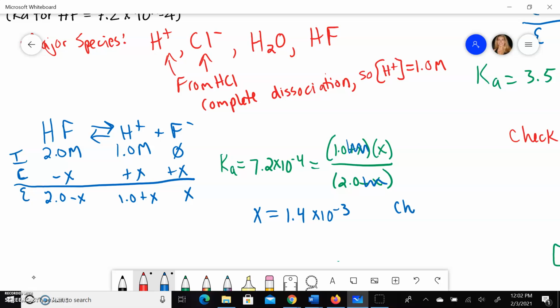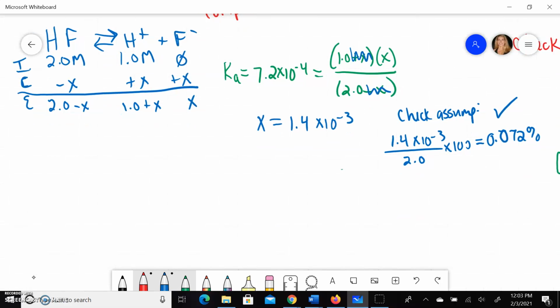You should always check the assumption just to make sure. So we're going to take that x value, put it over the original concentration of the acid, times 100. And that gives us a very small percentage, so the assumption is good. On the AP exam, you should actually write that. The assumption is good. You shouldn't just put a check mark.